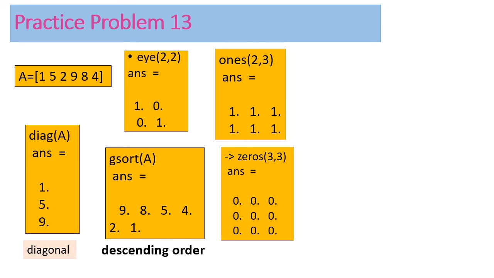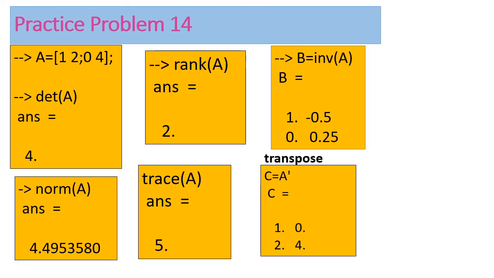So this is just a practice problem again. I just defined a vector A here. Eye of 2, 2 signifies we will be displaying an identity matrix of size 2 cross 2. Ones displays a 2 cross 3 matrix of all ones. And gsort of A will display the vector in descending order. Diag of A will display the diagonal values, and zeros of 3, 3 will display a matrix with all 0 elements.